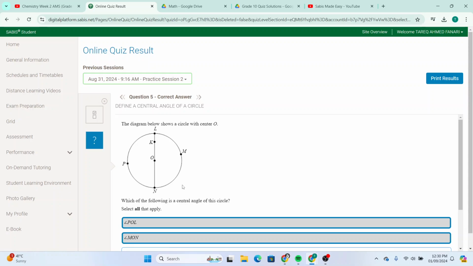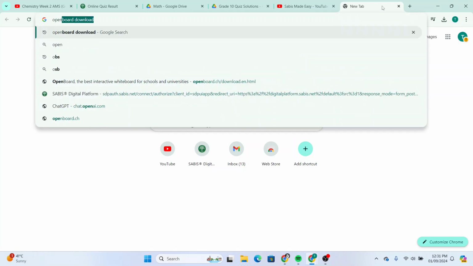So let's see what we have here. Basically, how you define an angle. You define an angle by the angle you mean, like the actual angle in the center and where those two lines meet. If I had an open board, I would actually, I'm just going to get it set up right now.